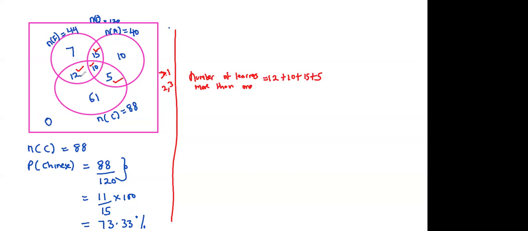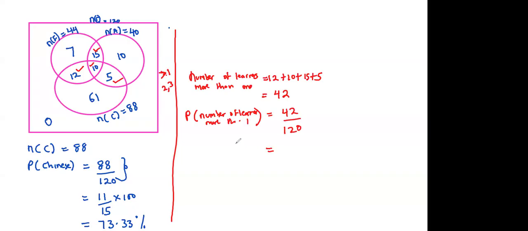So that means you pick those who studied 2 and more. Here, when you add up, 15 plus 5 plus 10 plus 12 gives us 42. Then you say P, which stands for probability, of the number of learners who studied more than 1, and it is equal to 42 divided by the total number of 120.